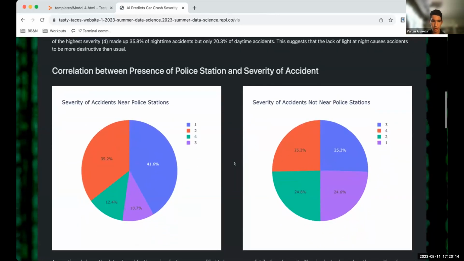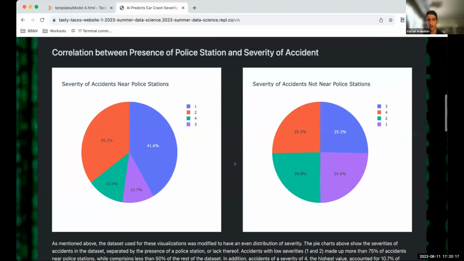And my second visualization had to do with how the presence of a police station nearby affects the severity of an accident. And similarly, I found that the percentage of accidents with a severity rating of 4 more than doubled when the accident was not near a police station. Furthermore, accidents with a severity rating of 1 or 2 combined, which are the lower severities, made up more than 75% of accidents that happen near police stations, while they made up less than 50% of accidents that did not happen near police stations.